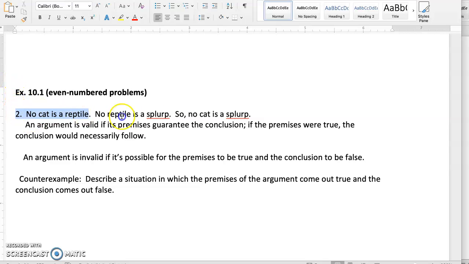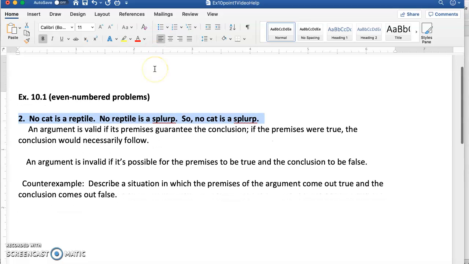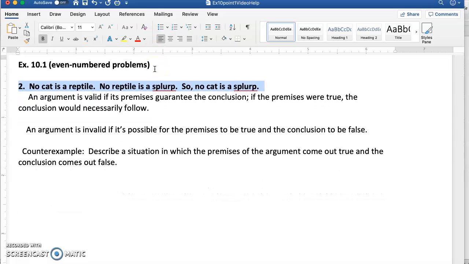So looking at number 2, no cat is a reptile, no reptile is a splurp. So no cat is a splurp. Now what is a splurp, you might be asking? Who knows, right? This is one of the points we emphasized when we talked about validity: validity is about the form of the argument. It's not about the content. It's not about whether sentences actually are true. It's about whether it's possible for the premises to be true and the conclusion to be false.